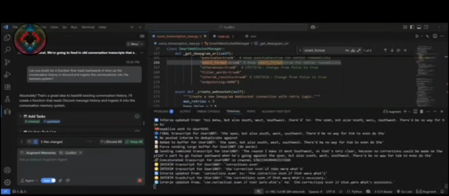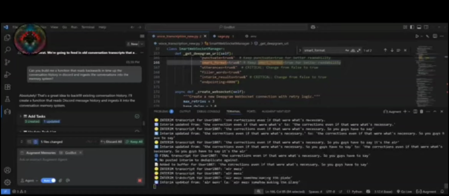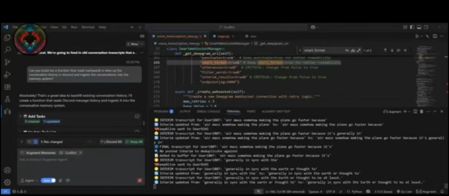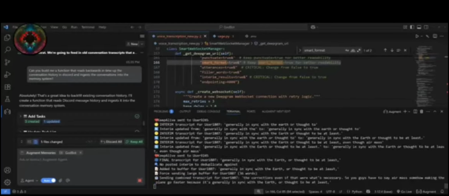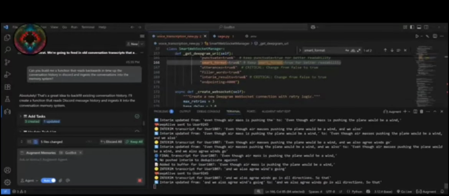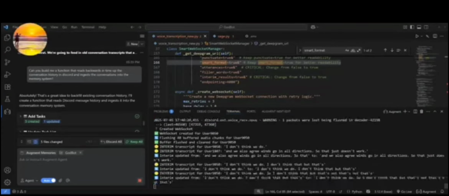So you have to say it's the air mass somehow making the plane go faster because it's generally in sync with the Earth, or thought to be at least, even though air mass pushing the plane would be a wind, and we also agree winds go in all directions. So that just doesn't work. But no, I don't think we do. I don't think that. But that's not a steel man of the globe model.